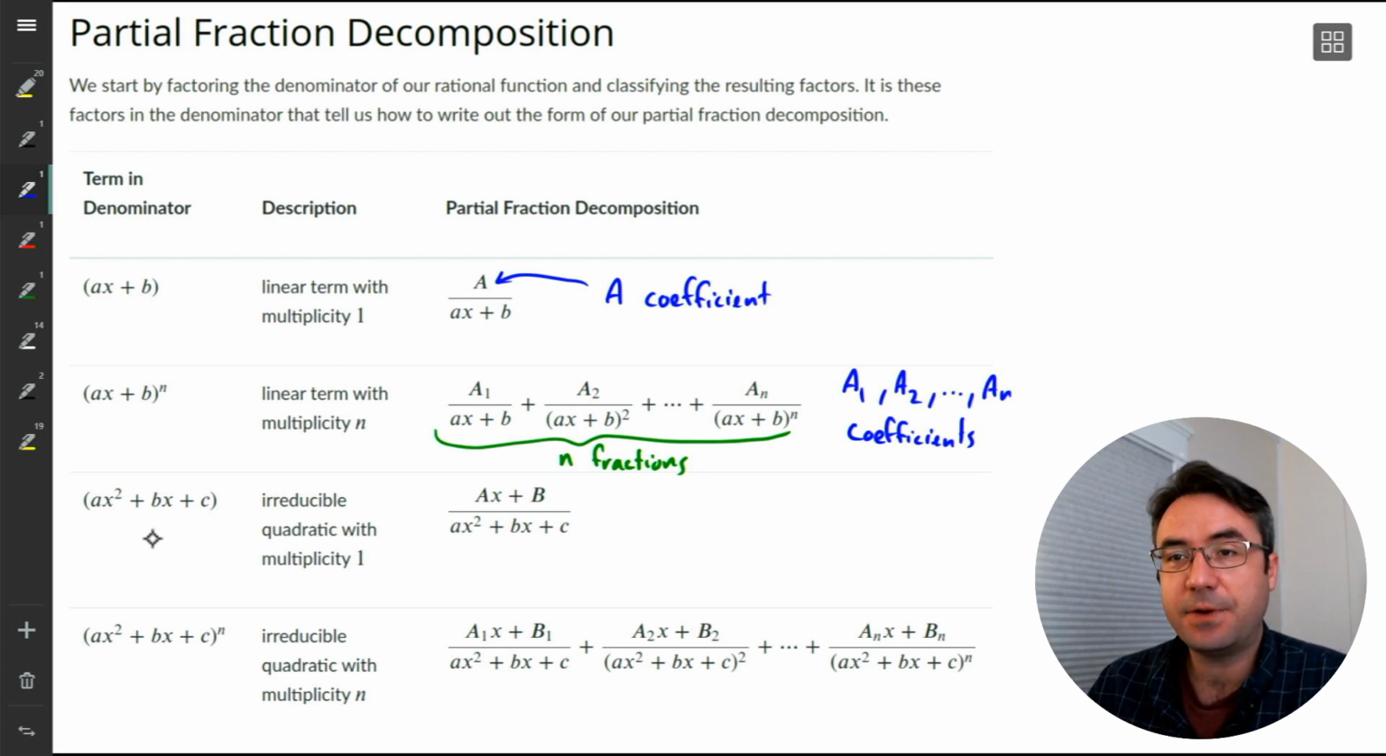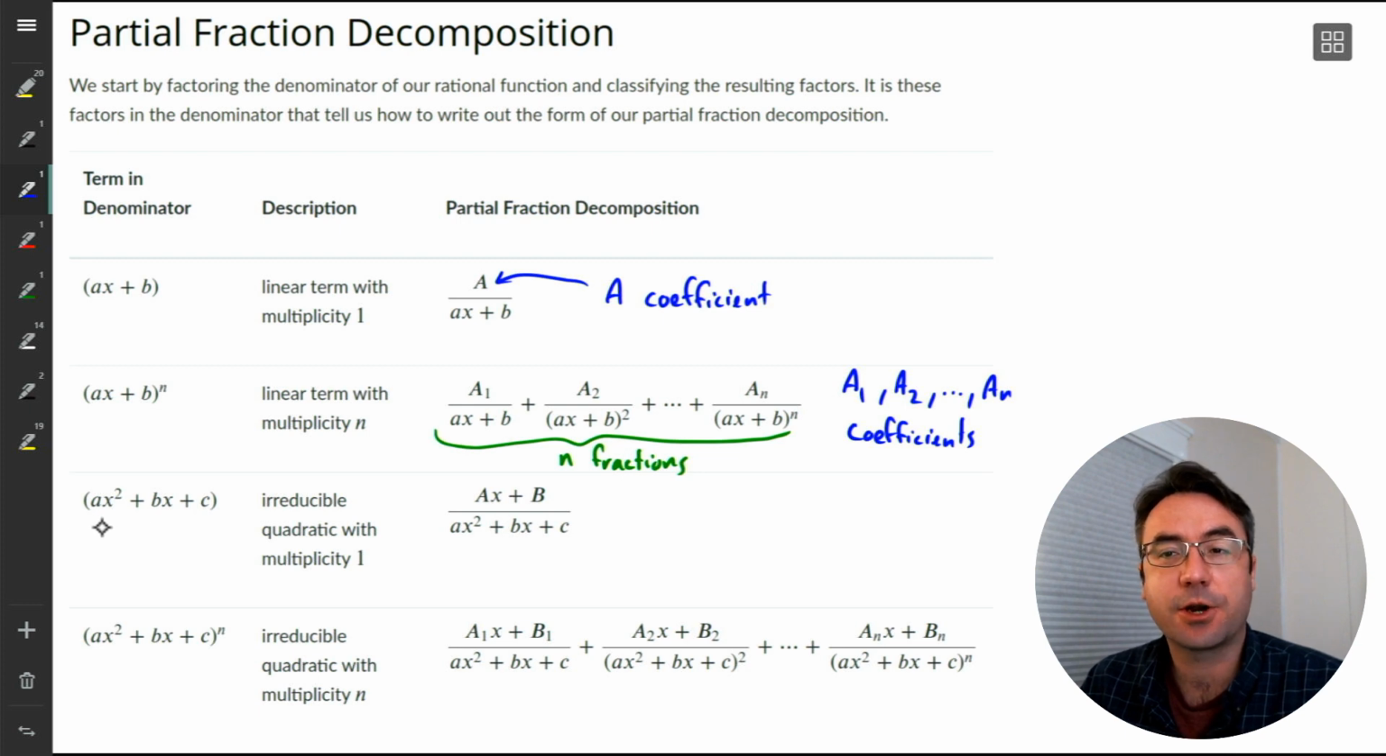The third case is if we have a quadratic term that can't be factored anymore, and we call that irreducible. So this is something like ax squared plus bx plus c. Sometimes you can factor these quadratics down, but if you get stuck and can't factor it any further, we call it an irreducible. And so we have the possibility where we have an irreducible quadratic in our denominator, and it only shows up once. And in that case, we still break our fraction apart.